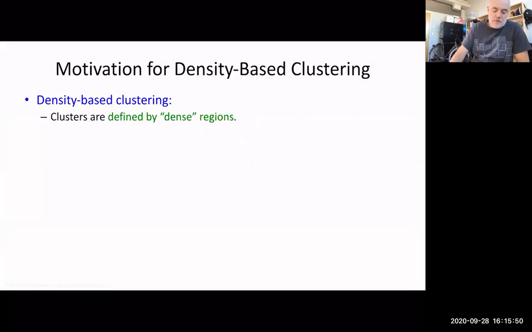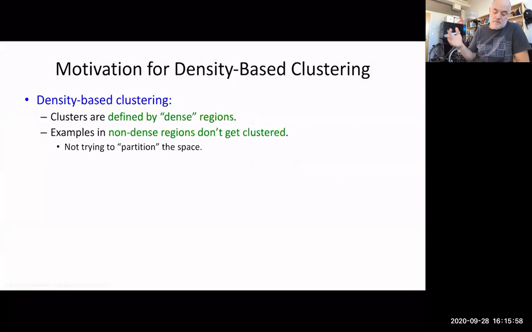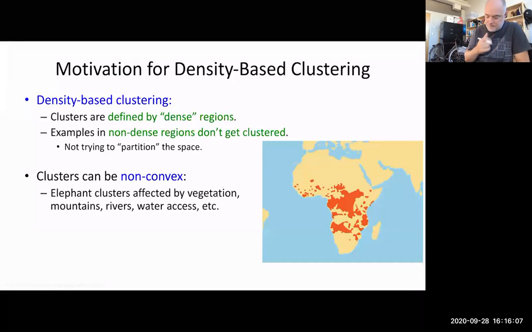So this is a reasonable motivation for density-based clustering. In density-based clustering, clusters are defined by dense regions, right? And examples in non-dense regions don't get clustered. We're not trying to partition the space like we did. We're just trying to find clusters, okay?